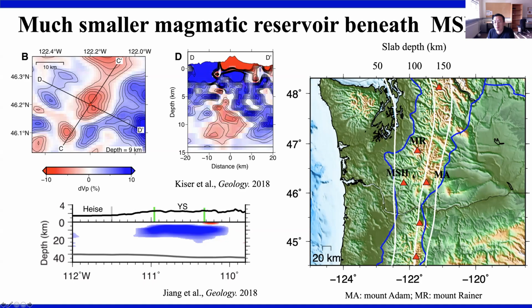If you take Mount St. Helens in terms of the big setting, this is the main chain of the Cascadia arc. You have Mount Adams here, Mount Hood, and this is Mount Rainier. Also plotted here are the slab depths for the subducting Juan de Fuca plate. The main axis of the Cascadia volcanoes is at a depth of about 100 kilometers. Mount St. Helens is much closer to the coast, to the trench, at a shallower depth.